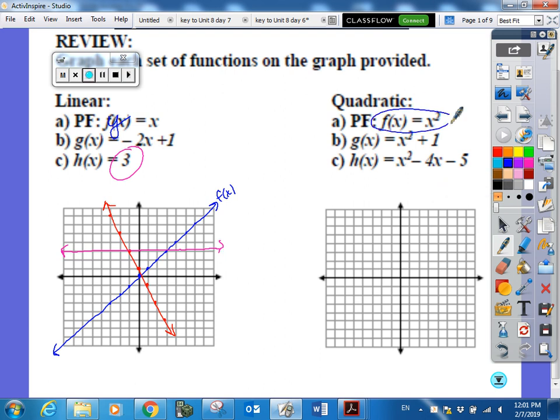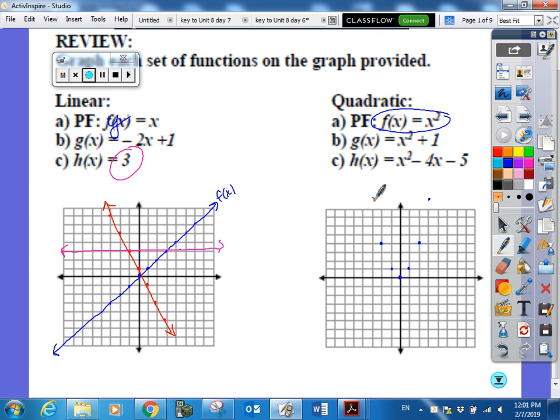The parent function, x squared. If you don't know your pattern of the parent function, then plug values in. So you start at 0, 0. You can go over 1 and up 1, over 2, up 4. And why did I go over 2 and up 4? Because if I plug in 2, I get 4. 2 squared is 4. If I plug in negative 2, I get 4. If I plug in 3, I get 9.